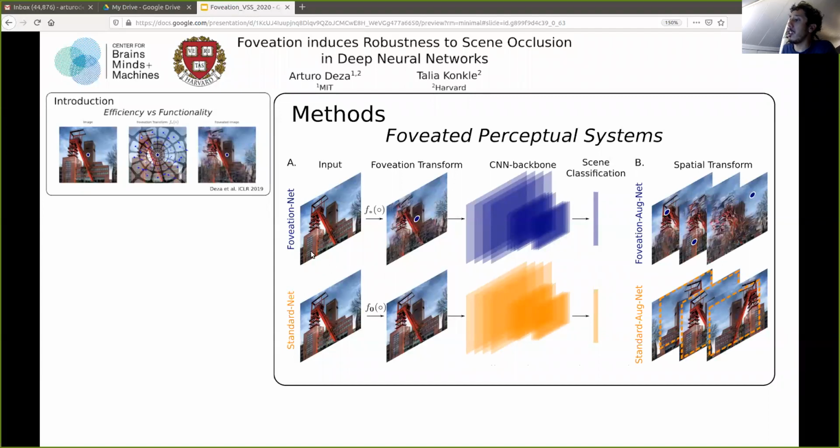Going back to our main conditions, foveation net is foveated, standard net is non-foveated, foveation ognet is foveated and has eye movements, and standard ognet is non-foveated, yet the data is augmented with random recropping and horizontal mirroring. Now, once we've defined these four systems, we're going to perceptually evaluate each network and see what we can find.